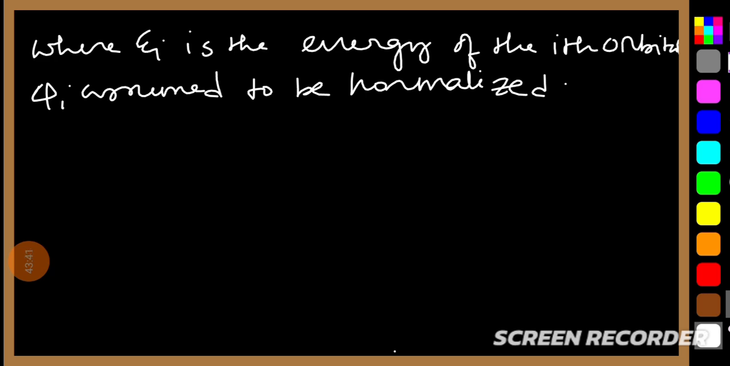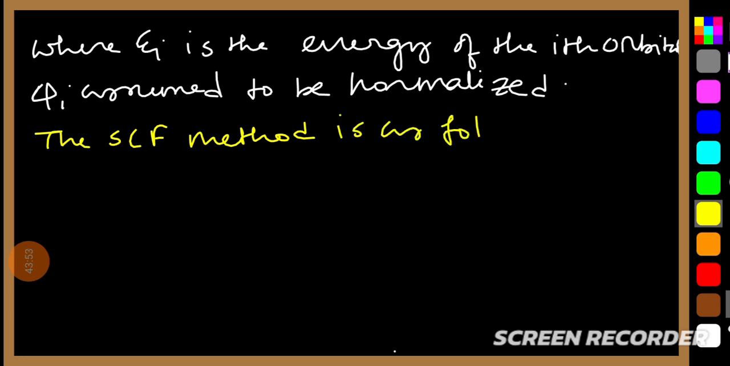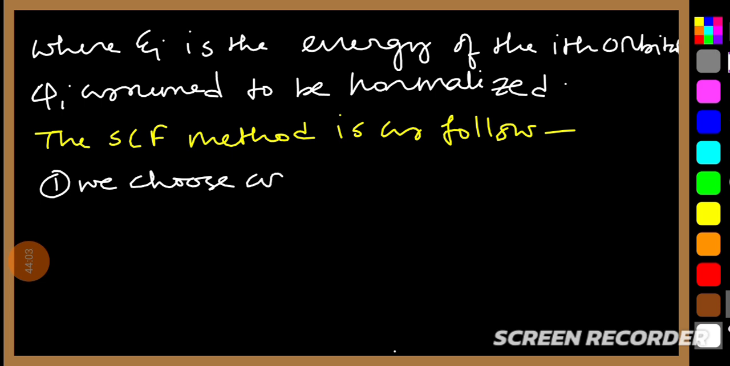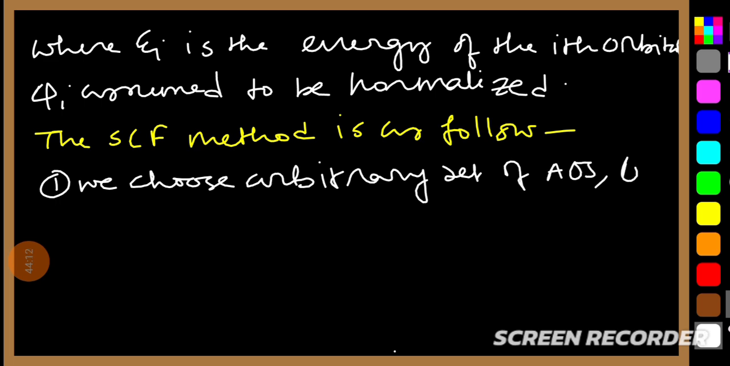এবার নেক্সট ওয়ান লেখো, the SCF, মানে self consistent field method, is as follows. কিভাবে ফলো হয়, that is first, we choose an arbitrary set of atomic orbitals. Okay, phi j, phi k, etc.